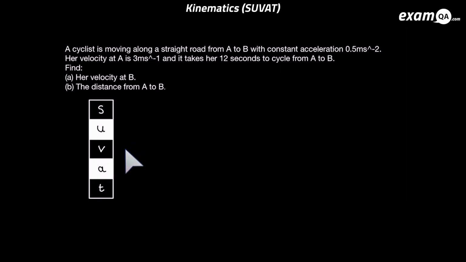The question told us a cyclist has an acceleration of 0.5. We also know the initial velocity of the cyclist at A is 3. And we know the time it took from A to B is 12 seconds. And we want the speed at B, which is the final velocity. So that's V, what we need to work out. So I'll give you a moment to suggest what formula we're going to use here.